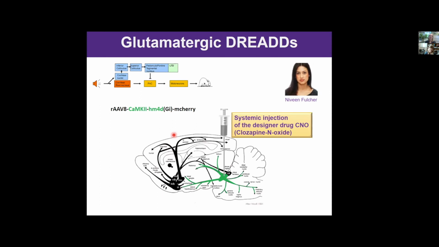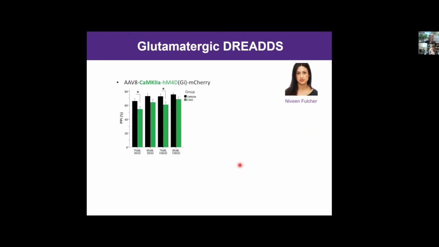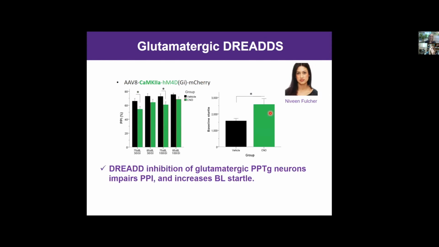And so the last construct we use is a construct that is specific for excitatory neurons because it has a promoter, CaMKII, which is only active in excitatory neurons. And this way we can target the glutamatergic neurons in the PPT. And there we see the same inhibition of startle response through inhibiting glutamatergic neurons, and an even stronger increase in startle baseline when we inhibit these glutamatergic neurons, which is well in line with former studies of ours 10 years ago, where we actually showed that there are inhibitory glutamatergic metabotropic receptors on these startle neurons that inhibit startle.